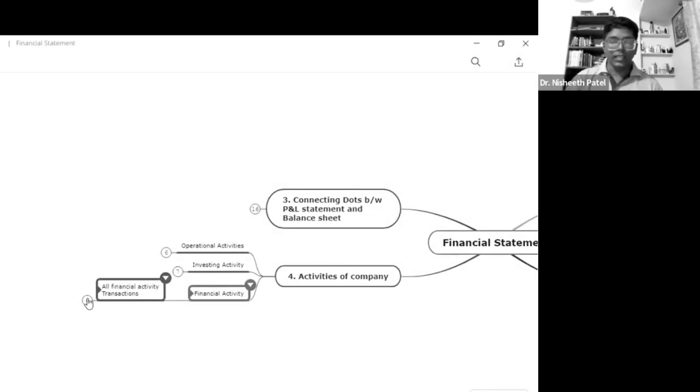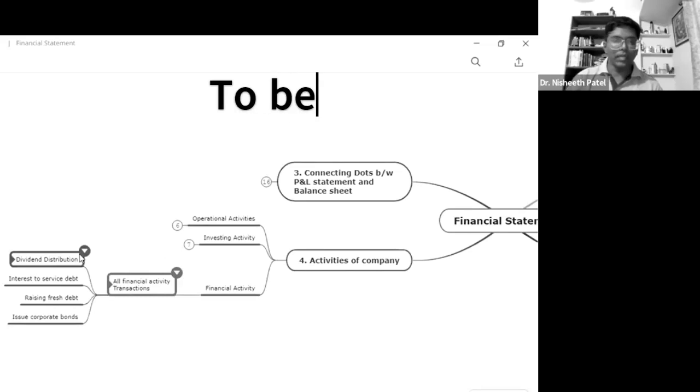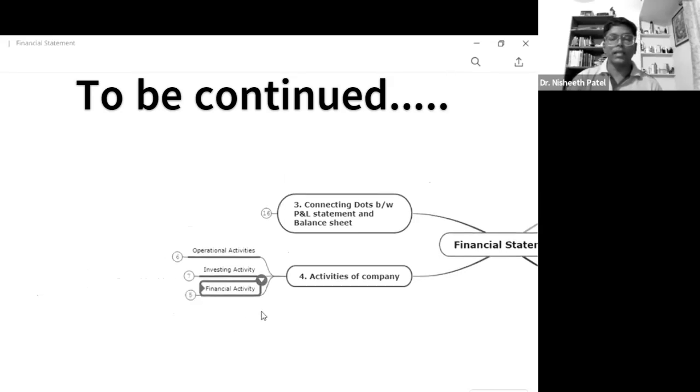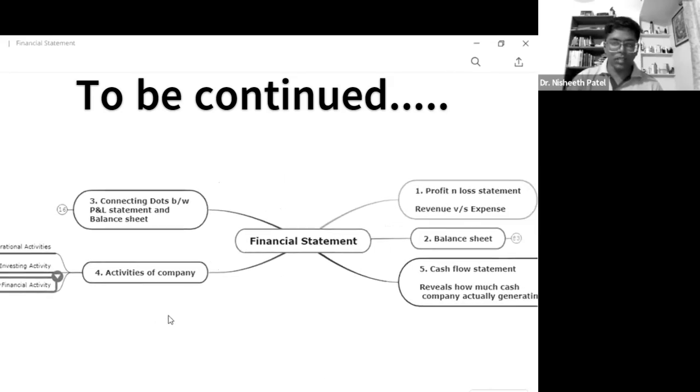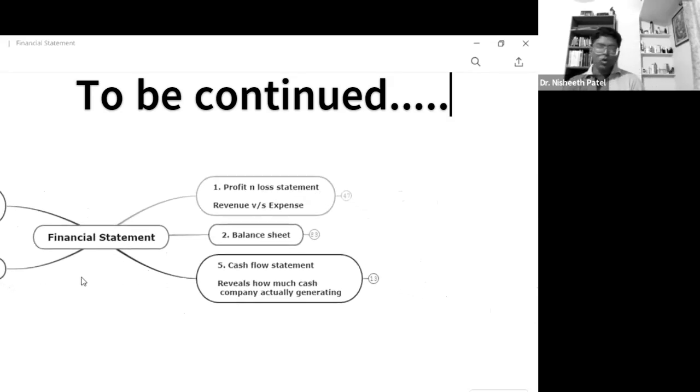All financial transaction activity is included in the financial activity of the company, just like dividend distribution, interest servicing, raising fresh debt, issuing corporate bonds, or getting any interest from this company. Okay, so this is the basic overview of the financial statement.